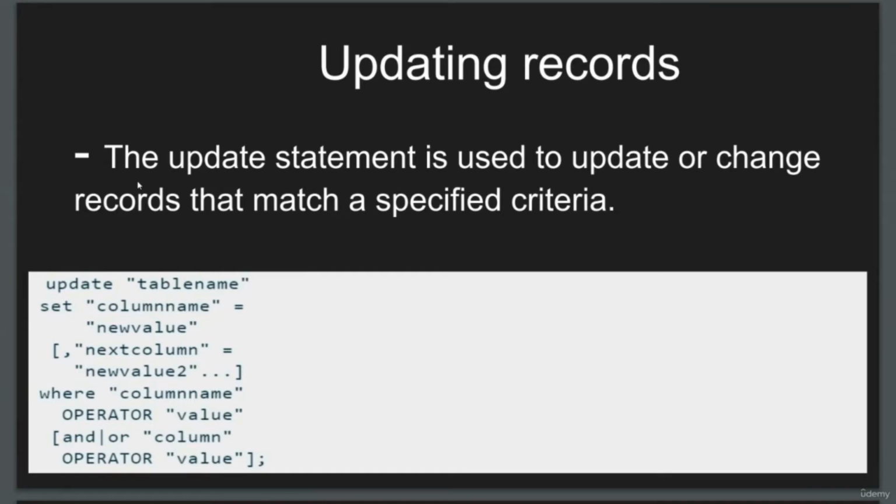For example, here we have the table name. First we have to specify the update statement. Then we have to keep the name of the table that we are using. Then we have to use the set statement. After that, we have to specify the name of the column and give the new value. Suppose we have more columns, so we'll give the next column's name and the new value. Then we have to use the where statement.